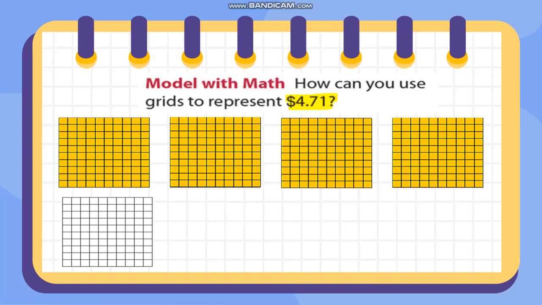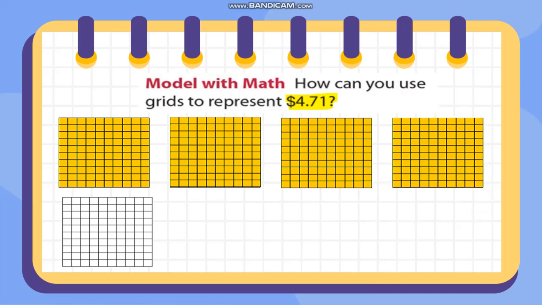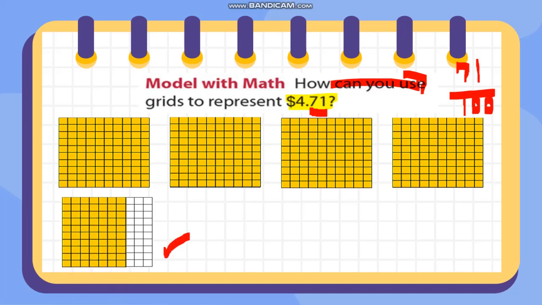And 71 hundredths, if I'm going to write that as a fraction, is equivalent to 71 out of 100. So if I'm going to use this grid, I need to shade 71 out of 100. This is how you use a grid to represent the given number, 4.71 or 4 and 71 hundredths.